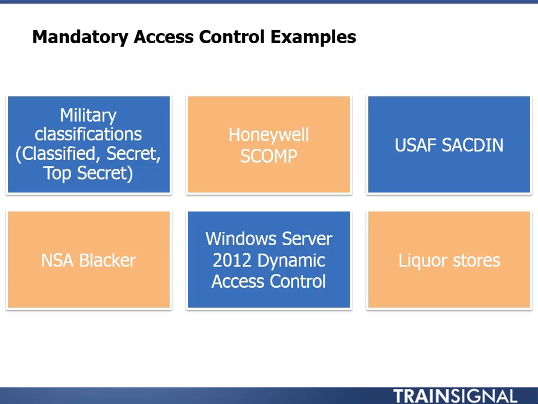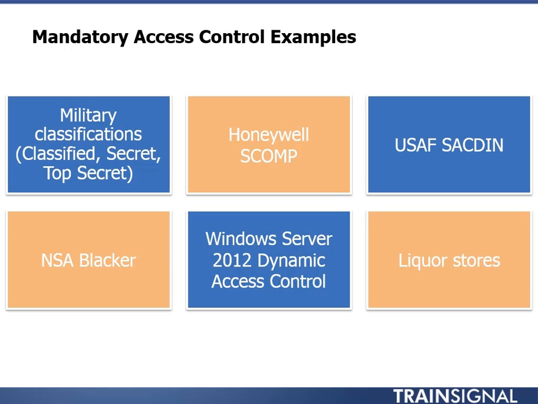In the real world, we see an example of mandatory access control in liquor stores. It depends where you live in the world, but where I live, you have to be 21 to buy liquor from a liquor store. The government made that rule that says anybody over 21 can buy liquor. Anybody under 21 cannot buy liquor. The guy at the liquor store has to check your ID. That's part of the overall access control system.